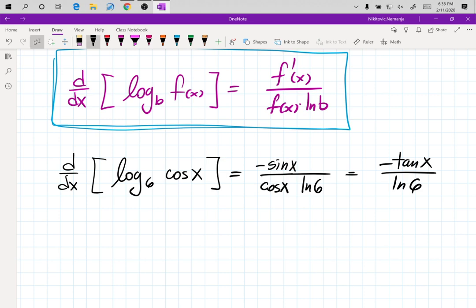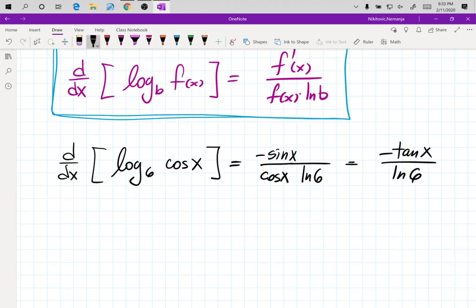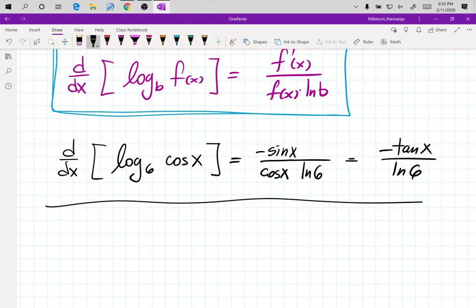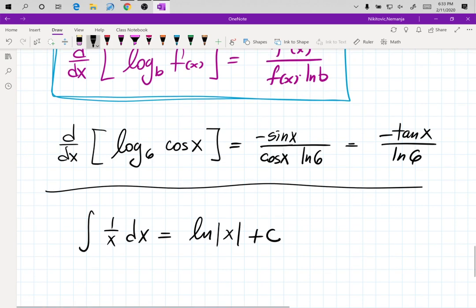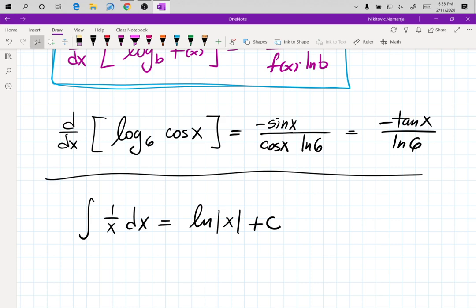Finally, we reach integration. Integral of 1 over x dx is ln absolute value of x plus c. Now we're talking.